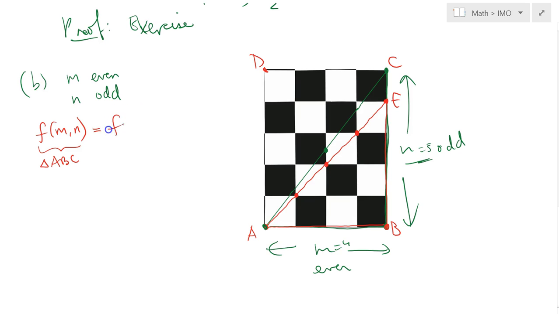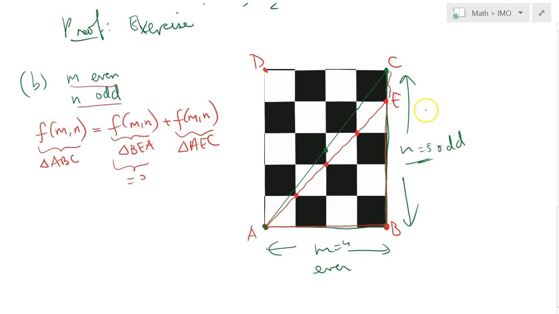I can split it as the f of mn for triangle ABE plus f of mn for triangle, this is a very loose language now, I understand that, AEC. But then this term vanishes when m is even and n is odd, because n minus 1, we are reducing the dimension of n by just 1. So now we have this new triangle ABE, whose dimensions are even by even, and the areas are equal. So the difference of the black and white areas is 0 here. Now we are left with the area AEC.